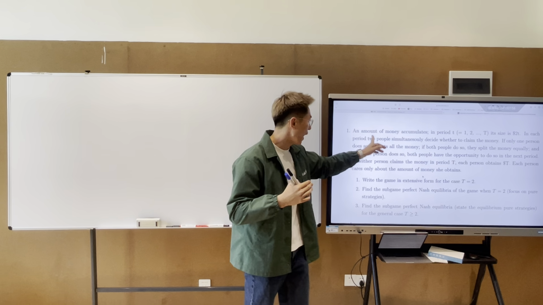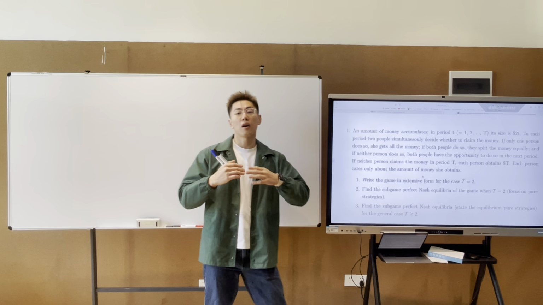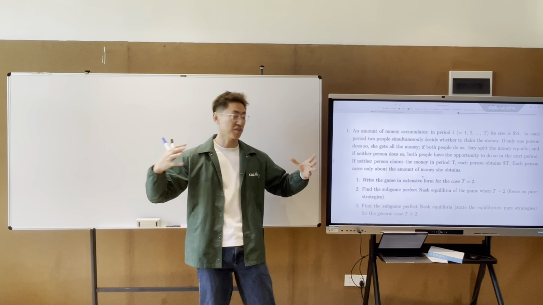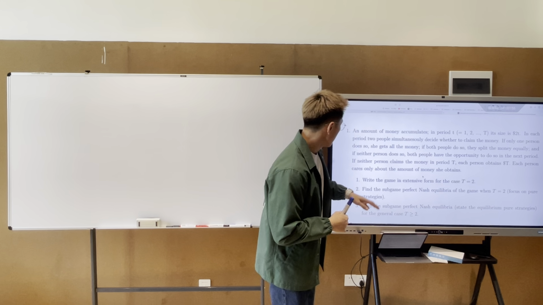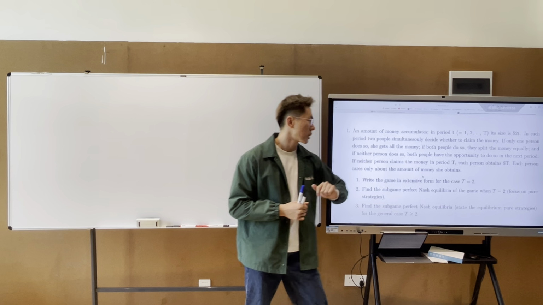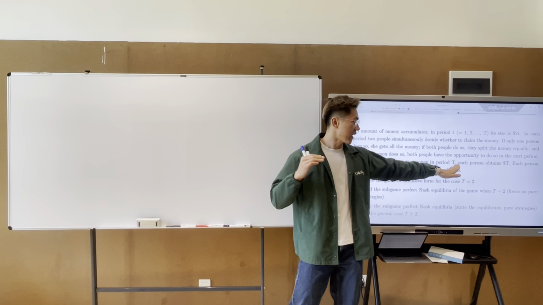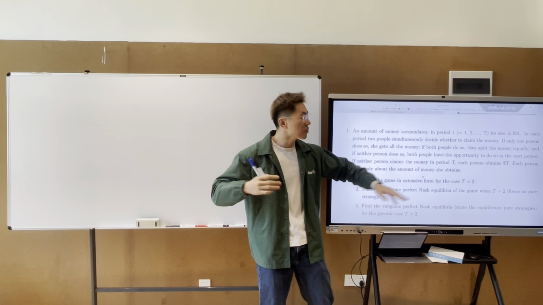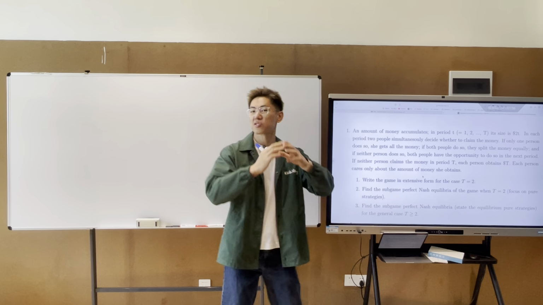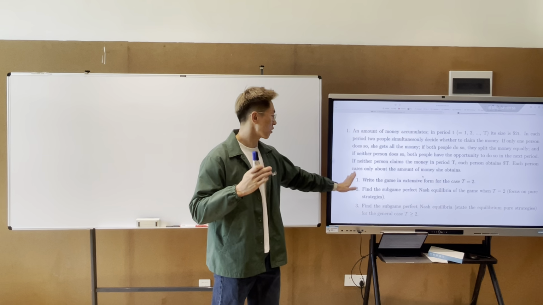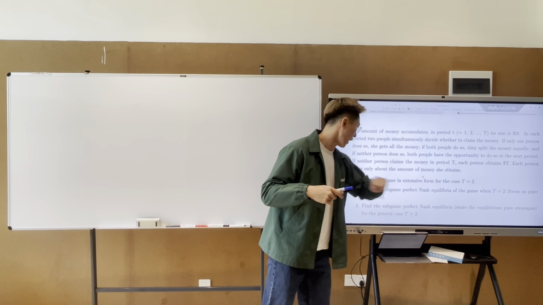And also, as indicated here, the total amount of money accumulates. It gets enlarged, right? And if neither person claims the money in period t, then each person obtains t. That means at the end of the game, in period t, if neither person claims the money, they will just split the money equally, and each of them will get t. Each person cares only about the amount of money she obtains.